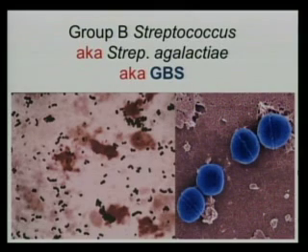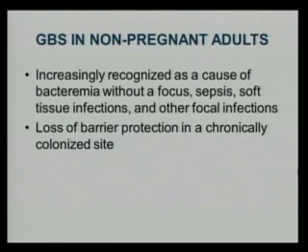So Group B Streptococcus, also known as Strep agalactiae, and GBS is a gram-positive beta-hemolytic cocci. It causes invasive disease in infants, pregnant women, and older adults. It doesn't really discriminate to any particular population. But what surprised me is in non-pregnant adults, it's become increasingly recognized as a cause of bacteremia without a focus, sepsis, soft tissue infections, and other focal infections. And they think this happens because of a loss of barrier protection in a chronically colonized site.